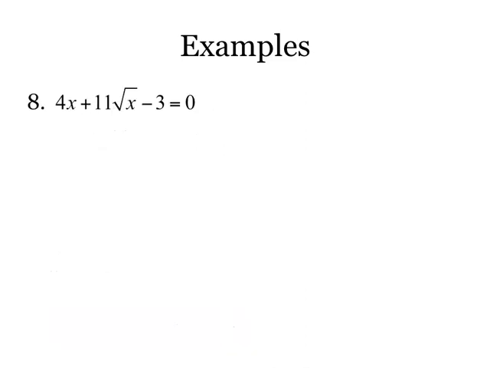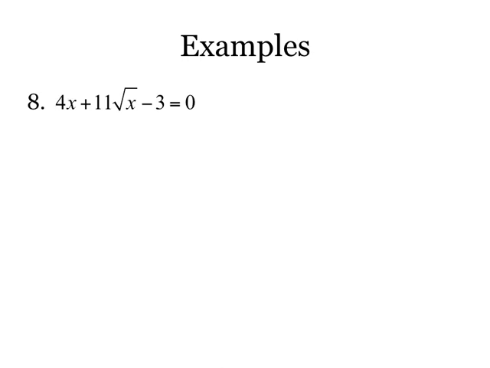All right, number 8. 4x plus 11 root x minus 3 equals 0. So again, this looks almost like the last example, but it's slightly different because we have a square root of x in there. Now normally you see a square root, you're thinking it's a radical equation, but the problem is we also have an x that's not inside the square root.